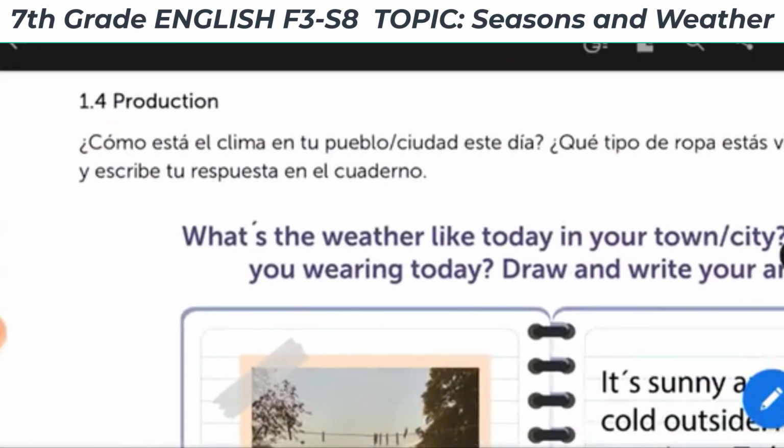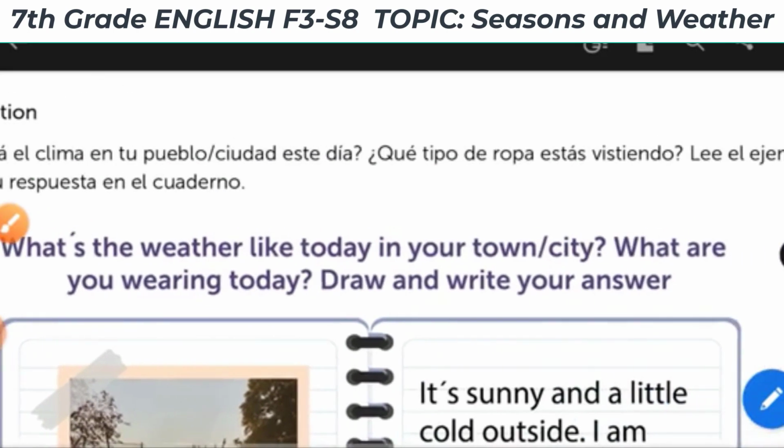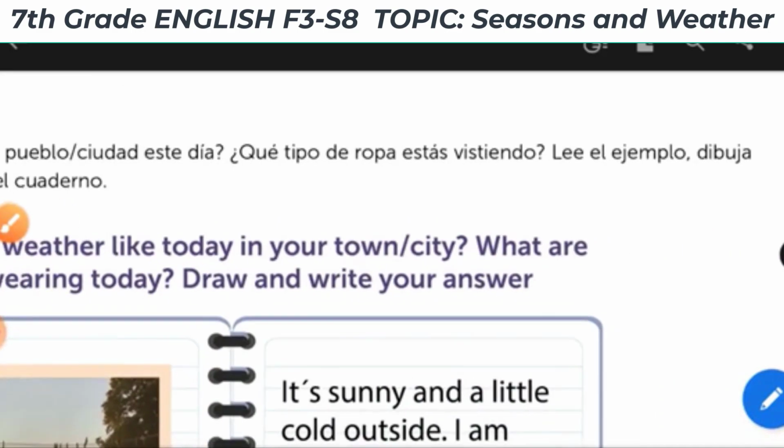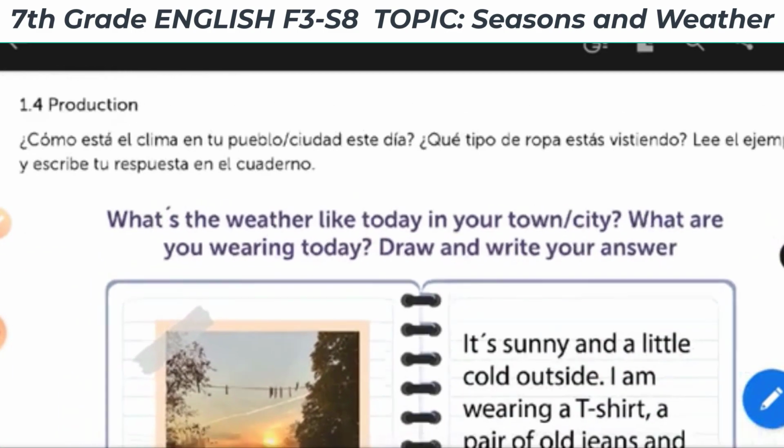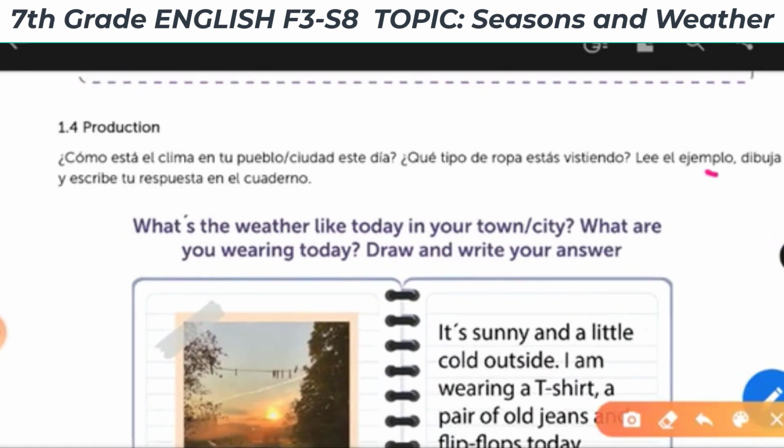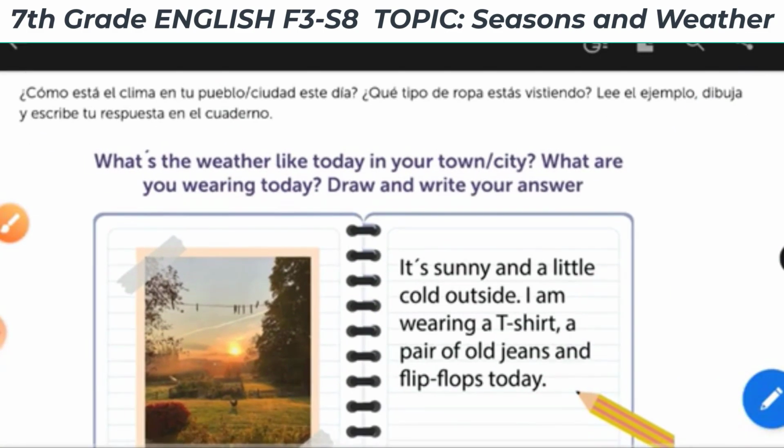Now, finally, the production part, production. ¿Cómo está el clima en tu pueblo o ciudad este día? ¿Qué tipo de ropa estás vistiendo? Lee el ejemplo, dibuja y escribe la respuesta en tu cuaderno. Attention, dibuja y escribe la respuesta en tu cuaderno. Listen to the instruction.